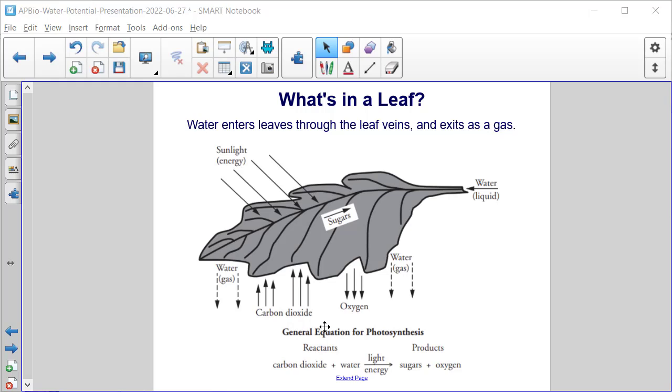Okay, so here's the general equation for the photosynthesis happening in this leaf. Carbon dioxide here, absorbed here, plus liquid water, when provided some light energy from the sun here, produces sugars and oxygen. So you can see the sugars moving out here and the oxygen moving out here. Then in addition to that, some of this water is evaporated off the leaf as a gas.